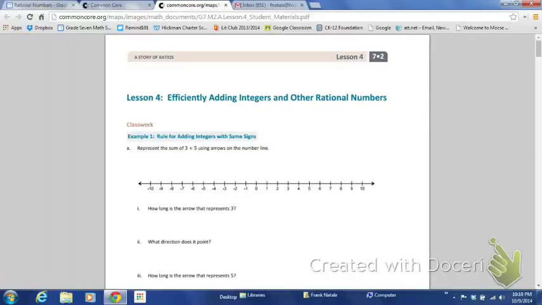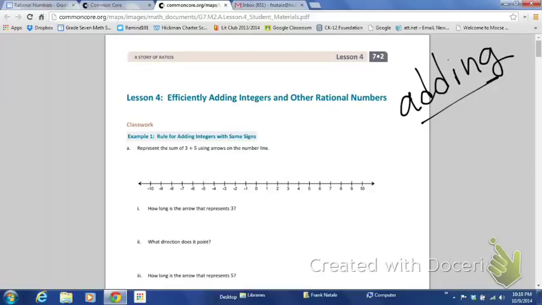Welcome to Lesson 4, where we will efficiently add integers and other rational numbers. The main outcome of this lesson is for all of you to understand the rules for adding rational numbers. We will begin.